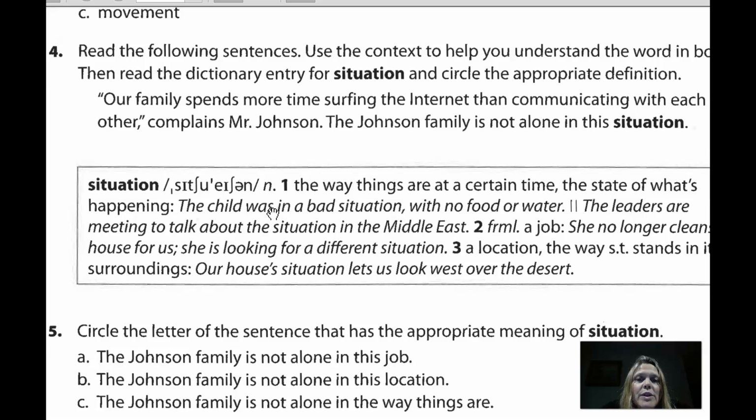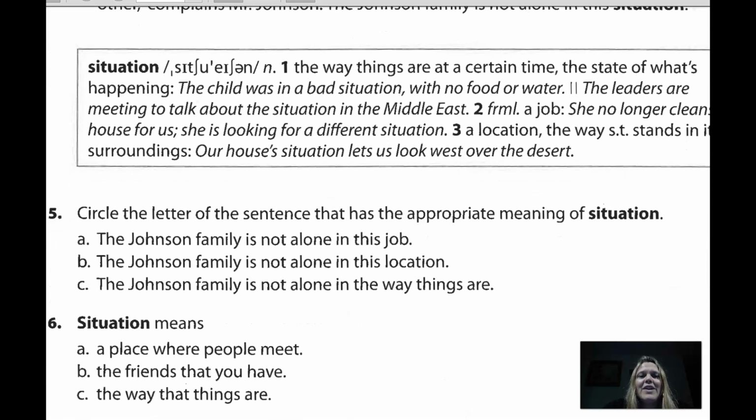And we have to circle the letter of the sentence that has the appropriate meaning of situation. The Johnson family is not alone in this job, in this location, or is it C? The Johnson family is not alone in the way things are. The answer to number 5 is C. And finally, number 6. Situation means a place where people meet, the friends that you have, or the way that things are. It is C, the way that things are.